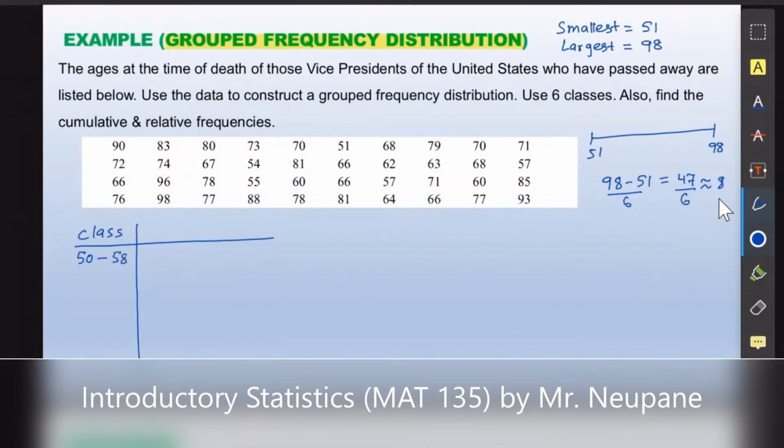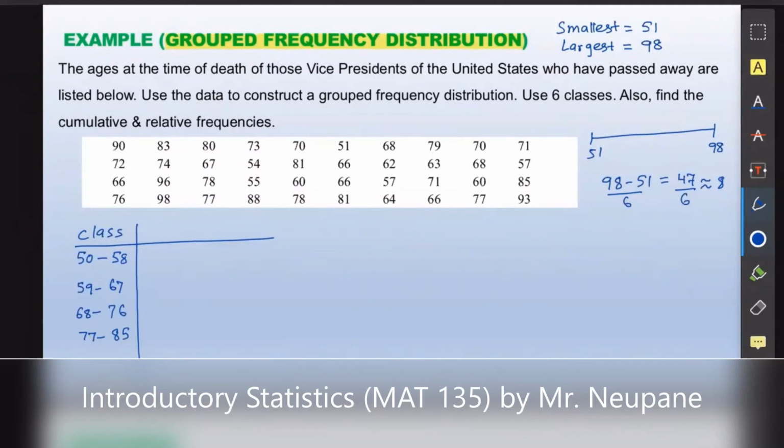Let's see whether I'll be able to make 6 classes or not. Then I'm going from 59. How much is 59 plus 8? 67, very good. Then we are going from 68, plus 8. 68 plus 8 is 76. Then 77 plus 8 is 85. Count the classes so far. We have 1, 2, 3, 4. We need 2 more, right?